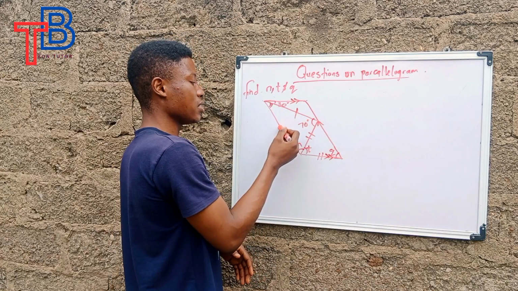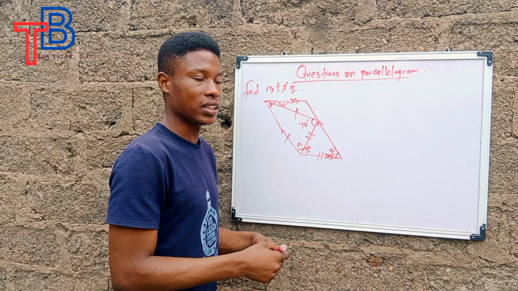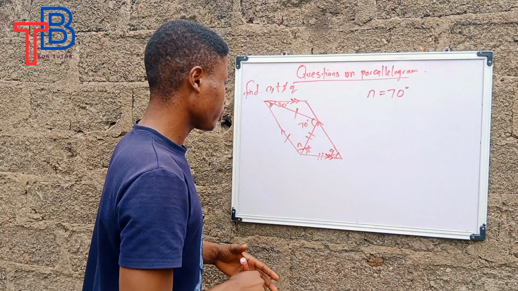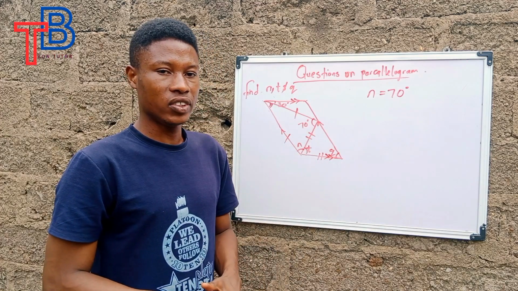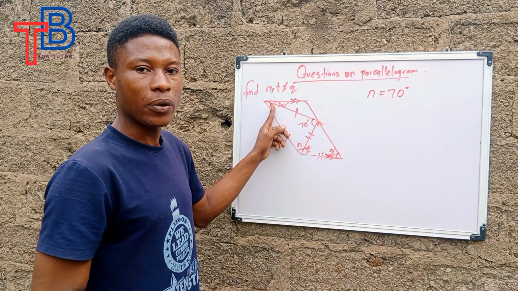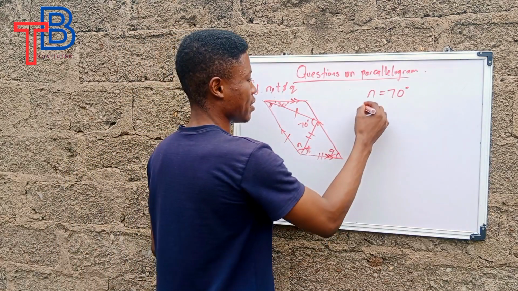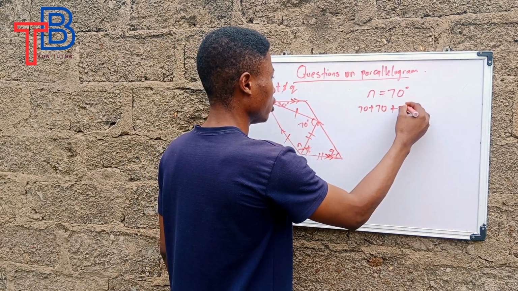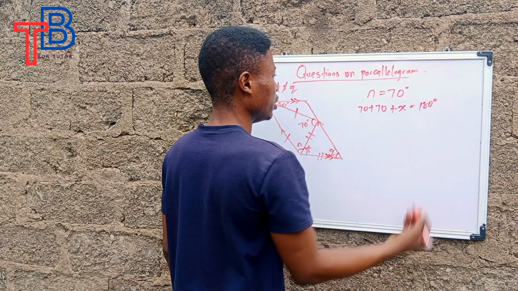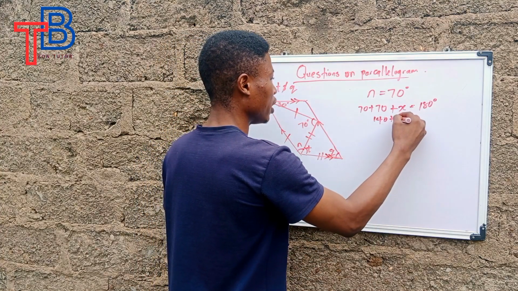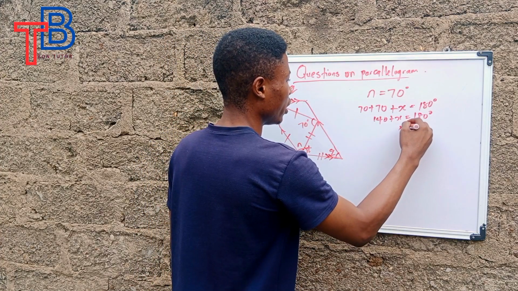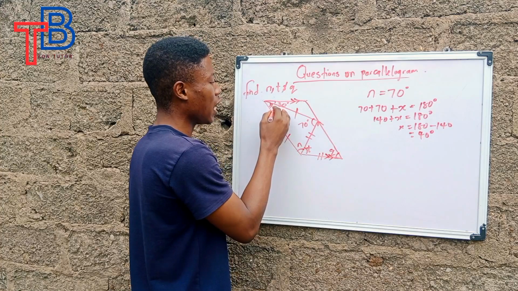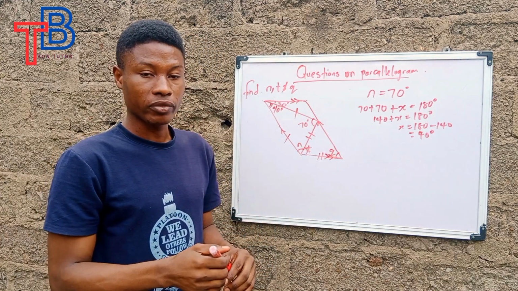That is, the angle facing this side and the angle facing this side, which are the two equal sides, are also equal. And that makes our n equal to 70 degrees. If our n is equal to 70 degrees, we can look for the angle that we have here. Our 70 plus 70 plus whatever we have here, let's call it x, will be equal to 180 degrees, which means 140 plus x equals 180 degrees. Then x equals 180 minus 140, which is equal to 40 degrees, which means the angle that will be here also will be 40 degrees.